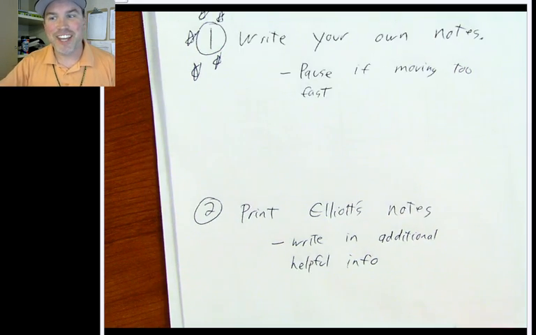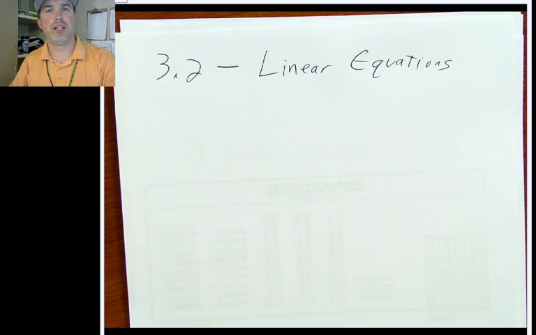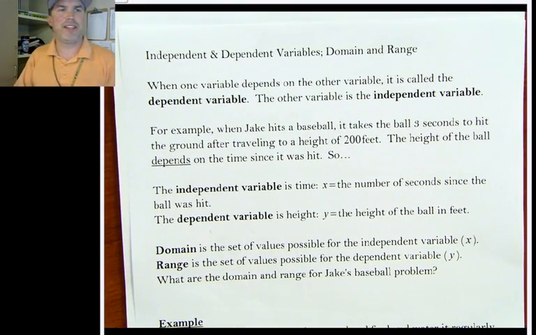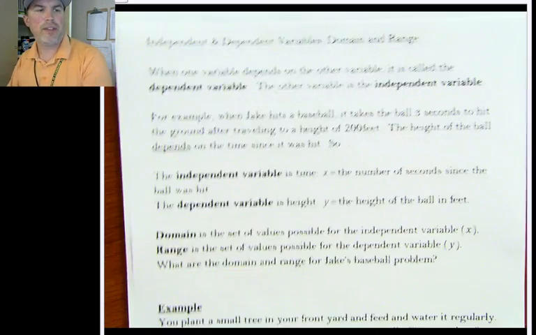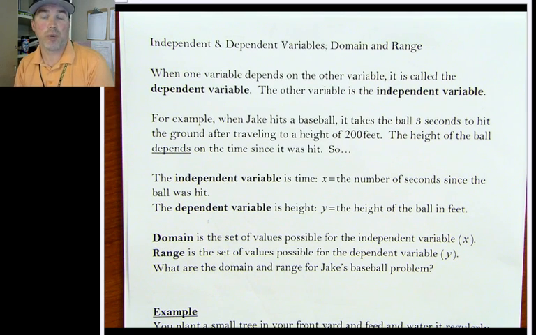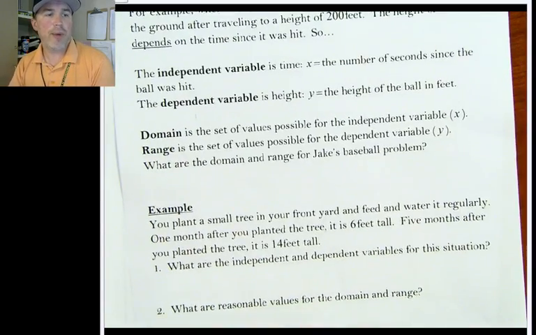Anyway, let's go ahead and get into today's lesson. Today's lesson is in section 3.2 out of your Algebra 2 book, Linear Equations. Below the link for this video, there is a link to a worksheet that goes with this lesson. That worksheet looks like this. It's about independent and dependent variables using domain and range, and then an example. So what I'd like for you to do right now is to pause this video, read through this page, and see if you can try out this example.